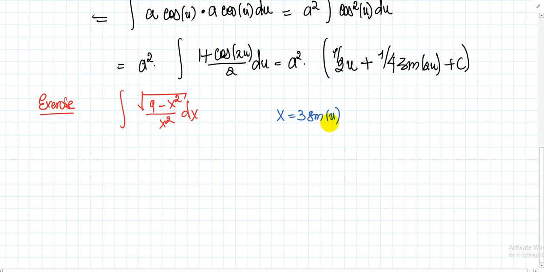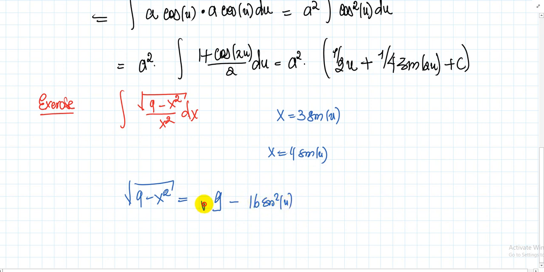For example, if you just decide to choose x to be equal to 4 sine of u, and you substitute into your square root of 9 minus x squared, what will you have? You will have 9 minus 16 sine squared of u. Can you get rid of the square root? You cannot do this, right? That's the problem. So this number here should also be 9, and that is why this number here should also be 3.